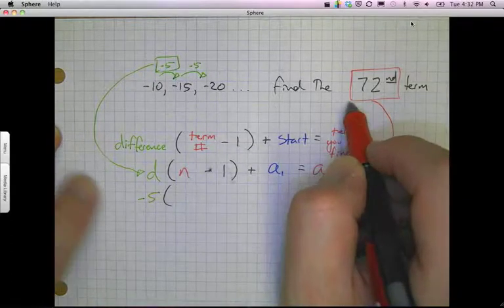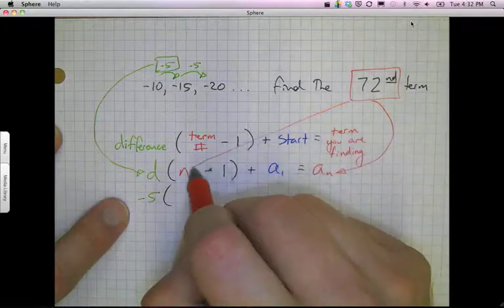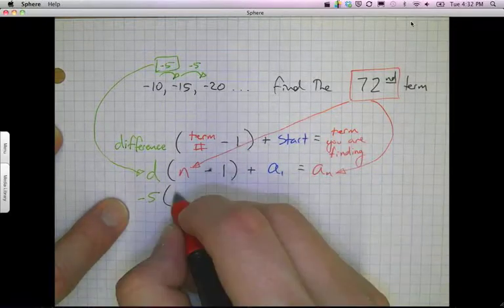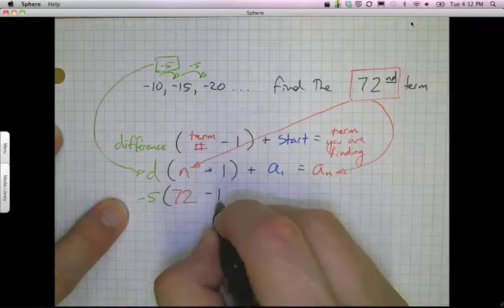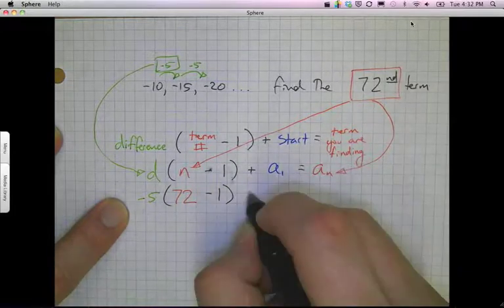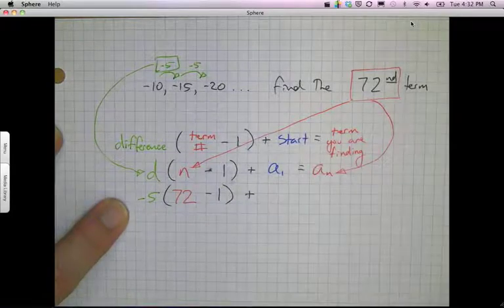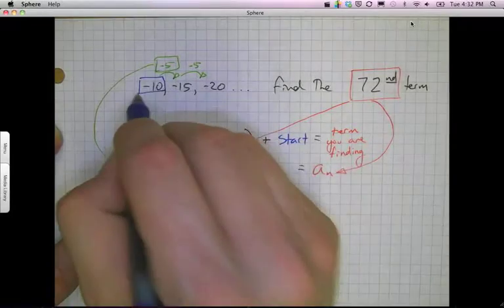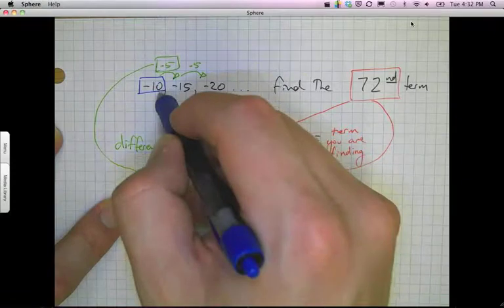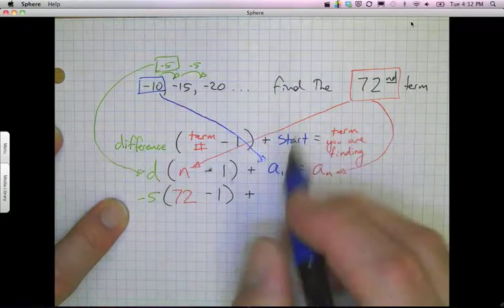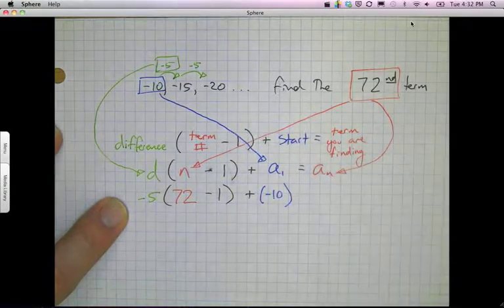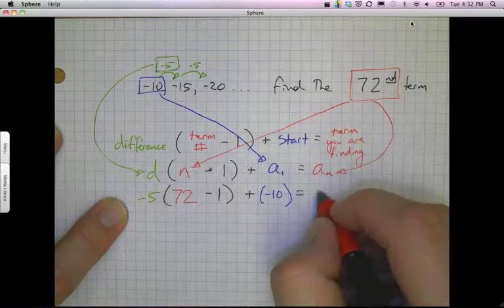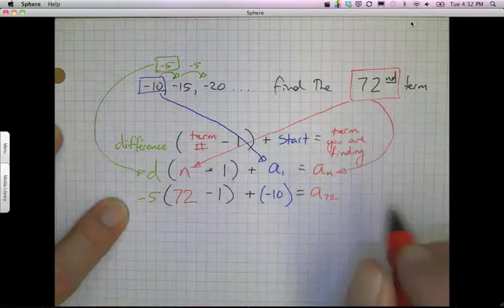One there, and one right there. So it's my 72nd term, minus 1, plus A1, which in this case is my start. So that's the number that goes here. And that's going to give me my final number, which in this case is A72.